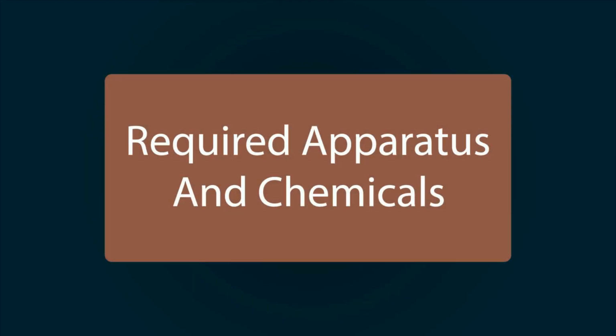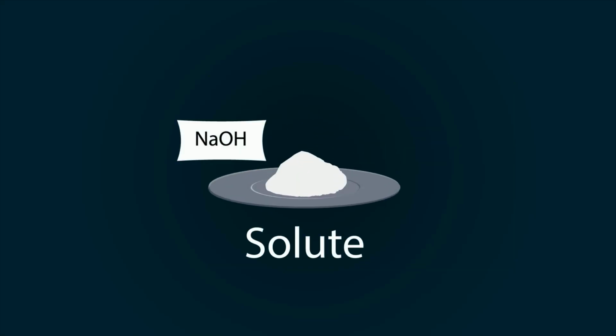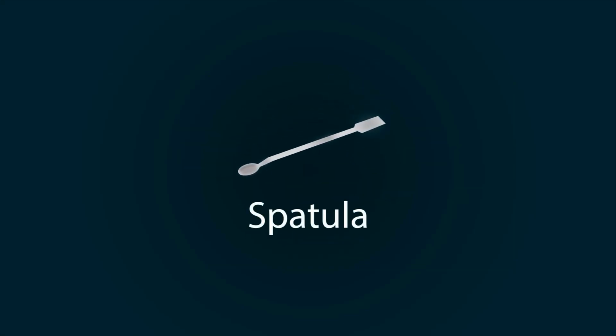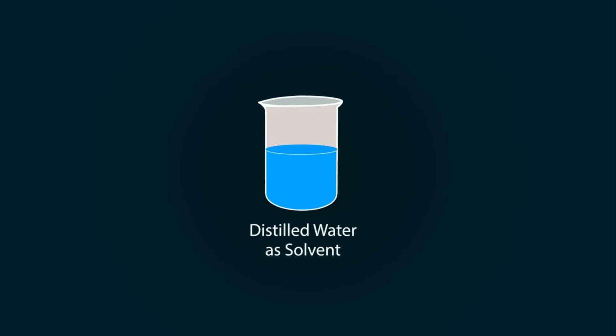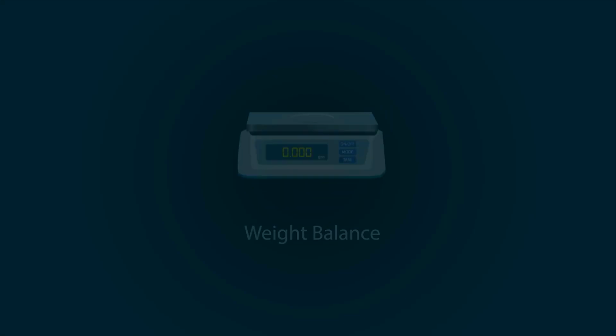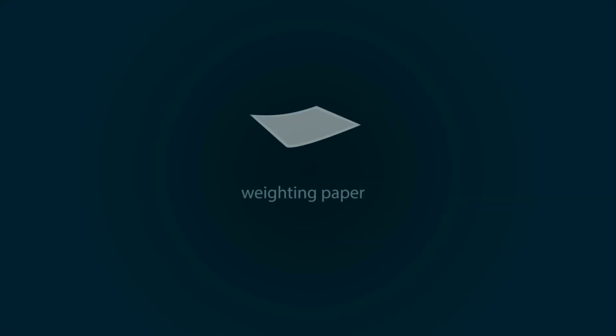The required apparatus and chemicals include solute, which is NaOH, a spatula for mixing, distilled water in a beaker, a weight balance, a weighing paper, a volumetric flask of 1000 ml and a funnel.